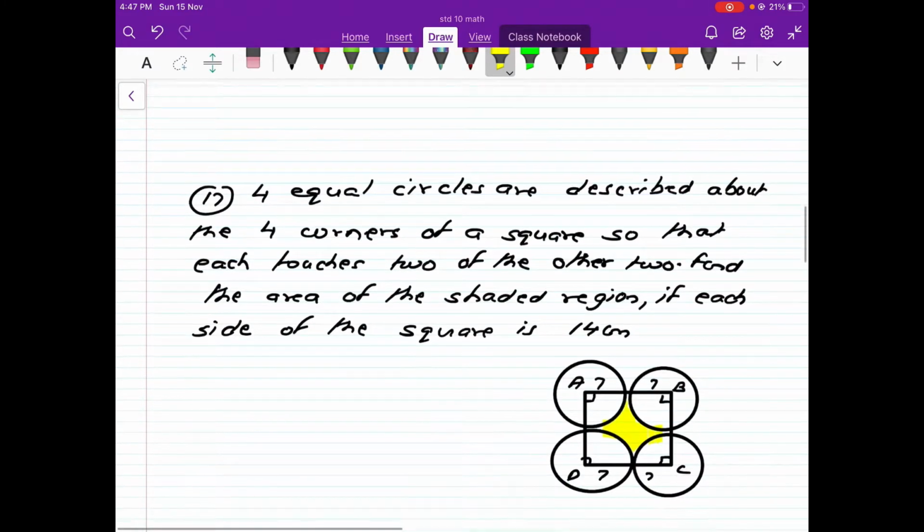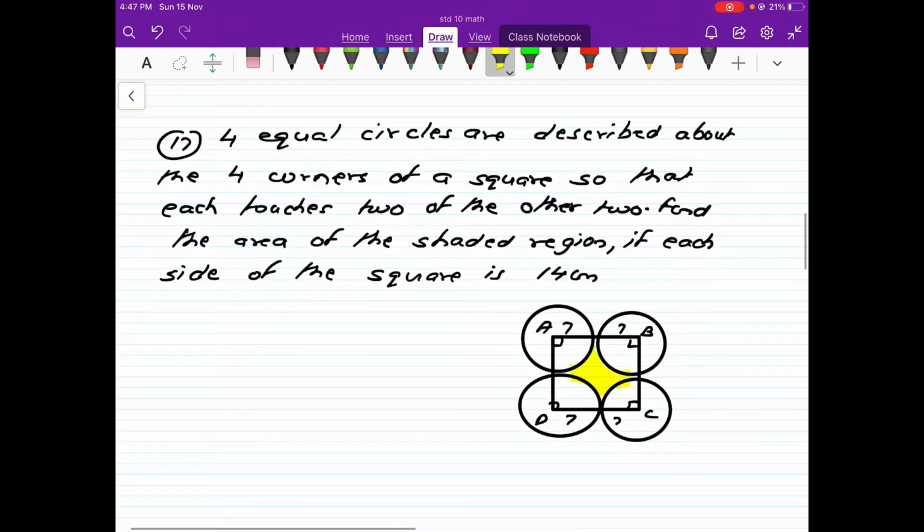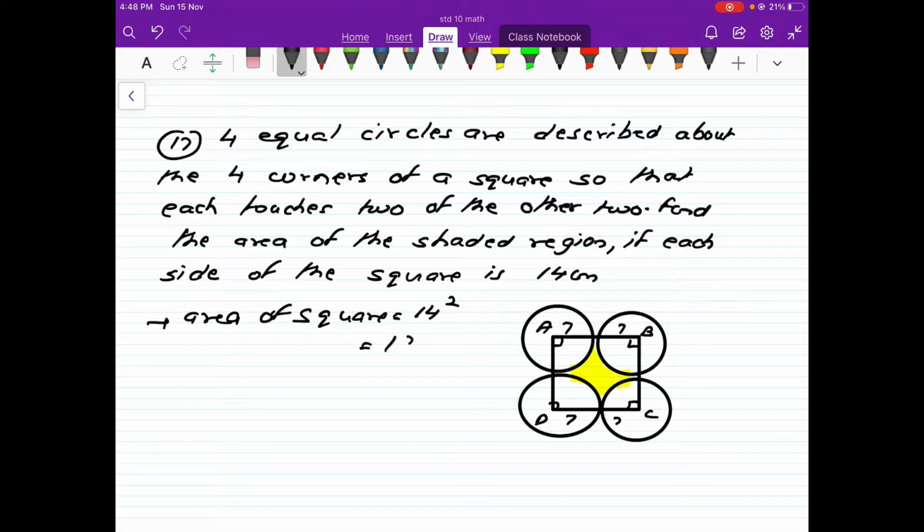Now the 17th one: 4 equal circles are described, means they are drawn about the 4 corners of a square such that each touches the other two. You have to find the area of the center, which is the shaded region, if the side of the square is 14 centimeters. So first we'll find the area of the square. The area of the square is given by 14 square, means 196 centimeters square.